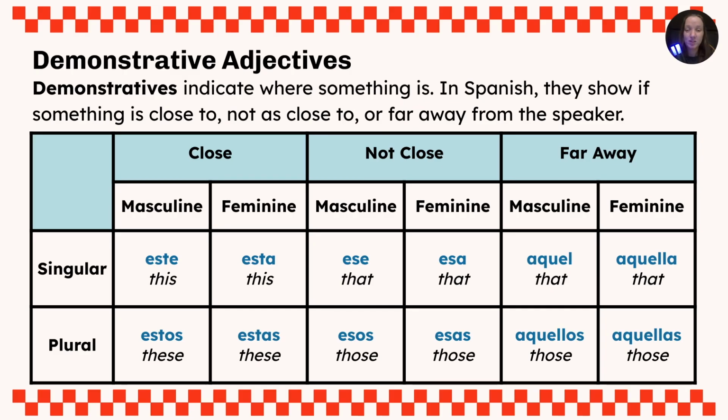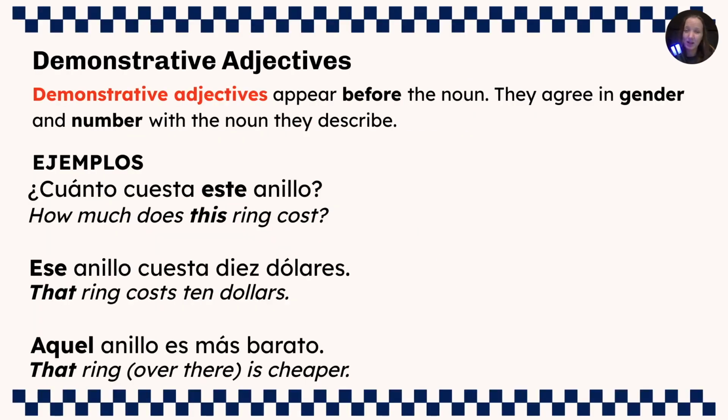When you are referring to multiple things that are very far away from you, you would use the demonstrative those, like those way over there. In Spanish, we have two ways to say this. If the nouns that you are talking about are masculine, you would say aquellos. If the nouns that you are talking about are feminine, you would say aquellas. So demonstrative adjectives appear before the noun. And like I said before, they agree in gender and number with the noun that they describe.